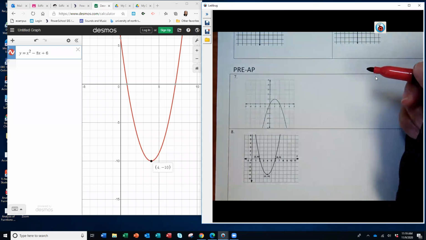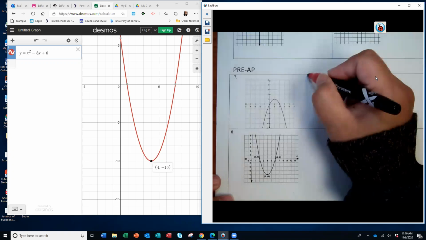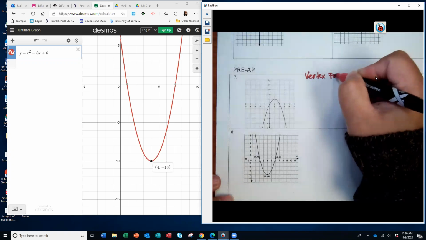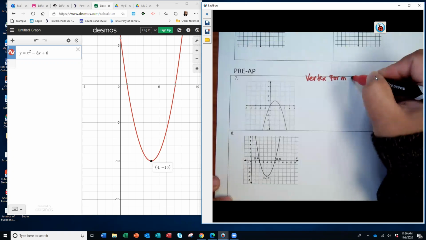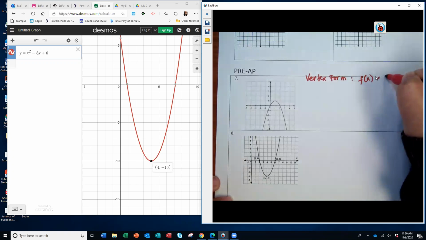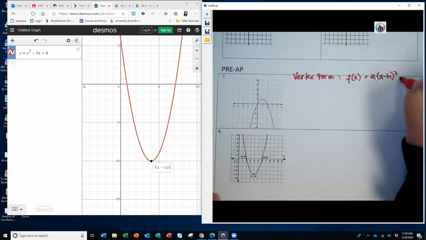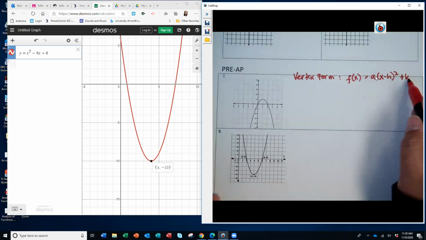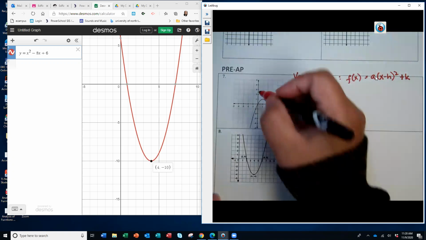You will need a vertex and you will need another point on the graph, so you could make the equation. So the vertex form says f of x is equal to a times (x minus h) squared plus k. Okay, so we will need a, we need h, we need k. But h and k can be solved right away because that's there.